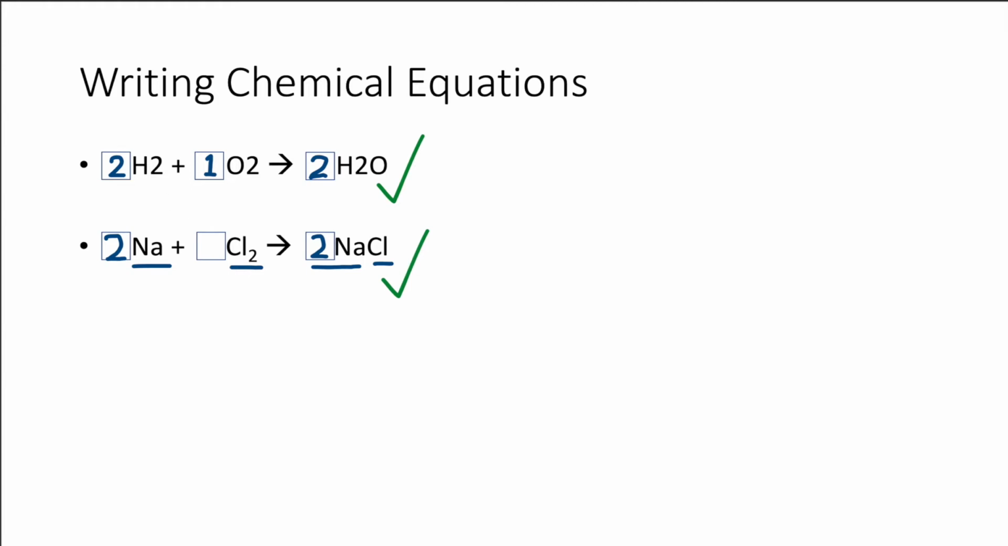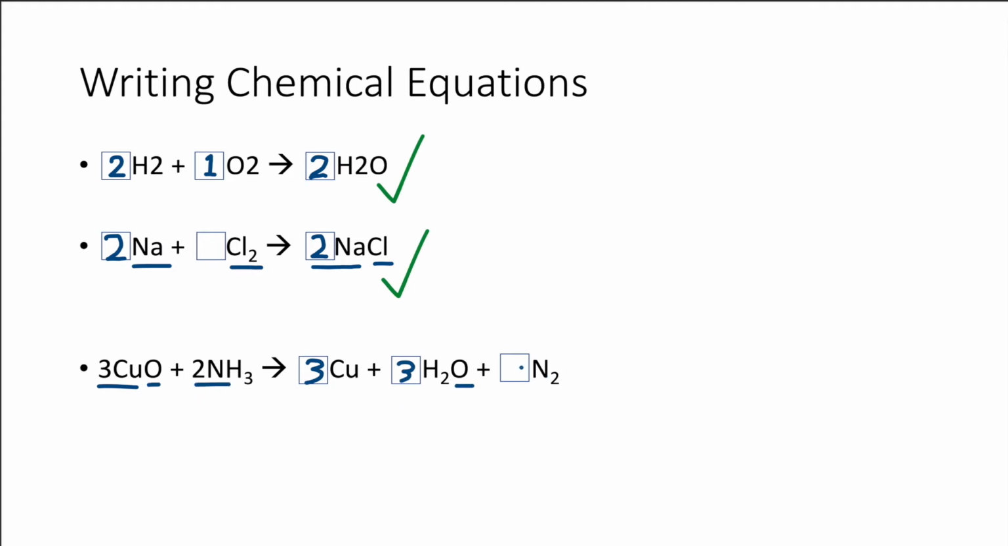Okay, let's try this. 3 copper. Maybe let's add a 3 down here. 3 oxygen. I added 3 down here. And 1. Okay, final check. 3 copper, 3 oxygen, 2 nitrogen. Yes. And 6 hydrogen. Yes. Okay, and this is balanced.